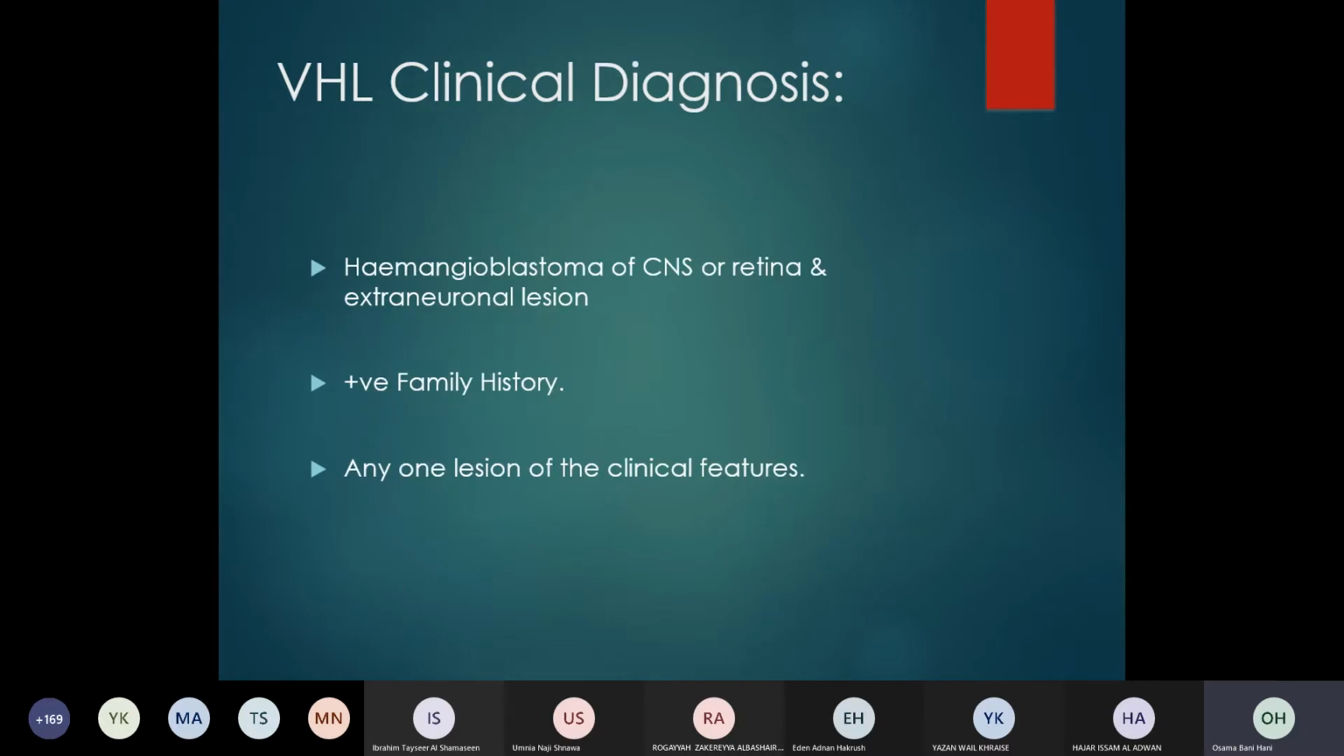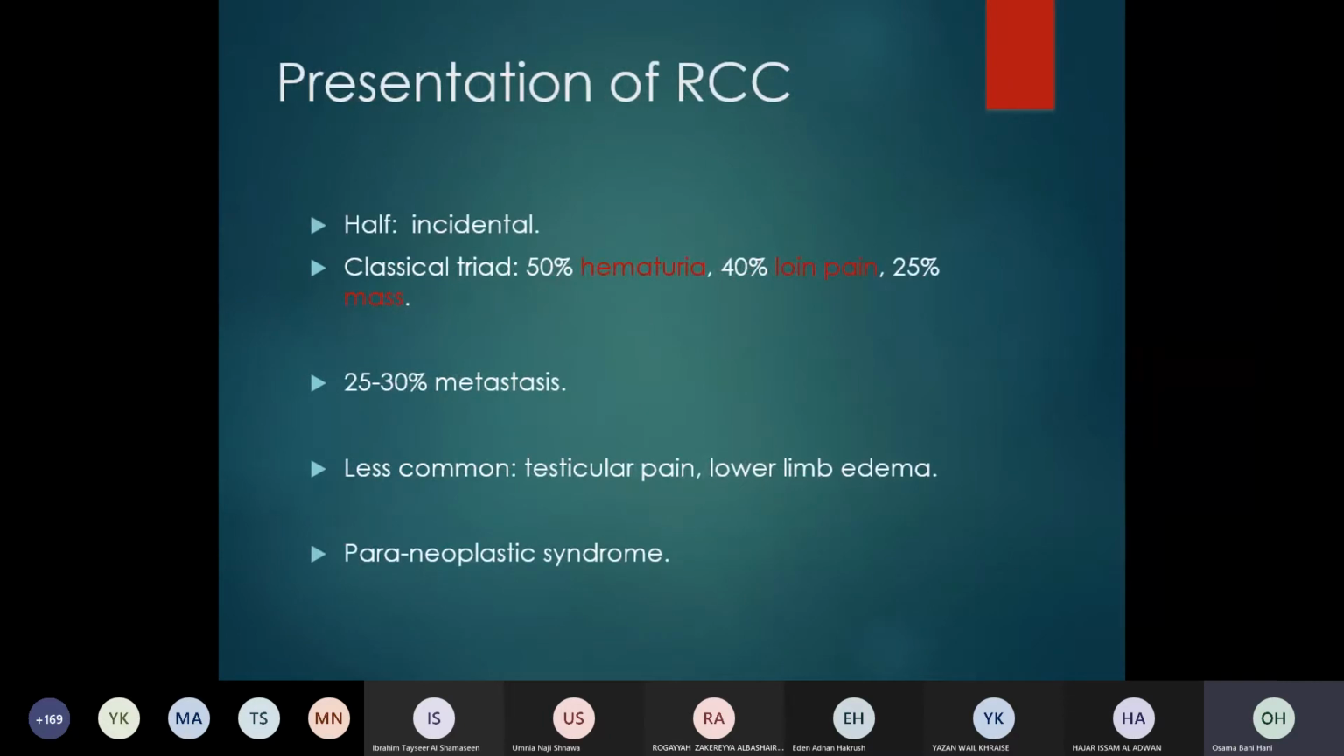The diagnosis, usually patients have a positive family history. We see hemangioblastomas on the retina or CNS, and we have extraneural lesions. And any one of the clinical features we talked about a moment ago, of course, in the kidney or in the pancreas, as a manifestation of von Hippel-Lindau disease.